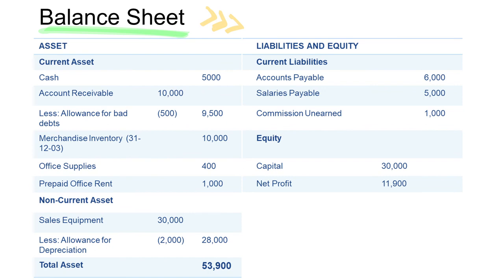Capital 30,000. Next, we are going to write net profit. Were we given any net profit? Yes, we were. We were given net profit in our extra information. It comes from what? Income statement. And it's a profit. So you are going to add it. Now we got 41,900, which is our total equity. And you are going to add all the current liabilities with equity. Total equity plus total current liabilities is equal to 53,900. Our balance sheet is balanced, which means we have done this question perfectly.